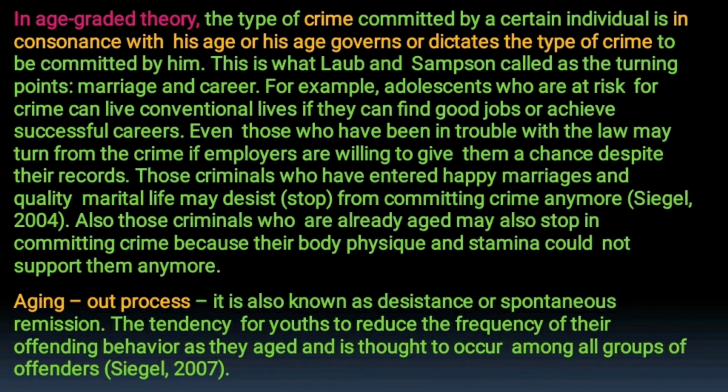This is what Laub and Sampson called turning points: marriage and career. For example, adolescents who are at risk for crime can live conventional lives if they can find good jobs or achieve successful careers. Even those who have been in trouble with the law may turn from crime if employers are willing to give them a chance despite their records. Tama nga naman, no? Those criminals who have entered happy marriages and quality marital life may desist or stop from committing crime anymore. Also, those criminals who have already aged may stop committing crime because their body, physique, and stamina could not support them anymore.